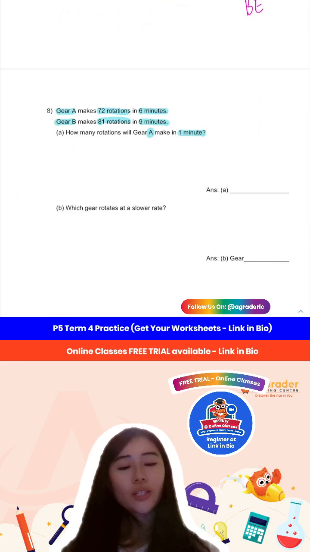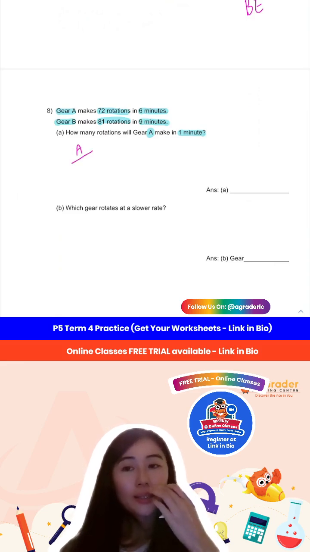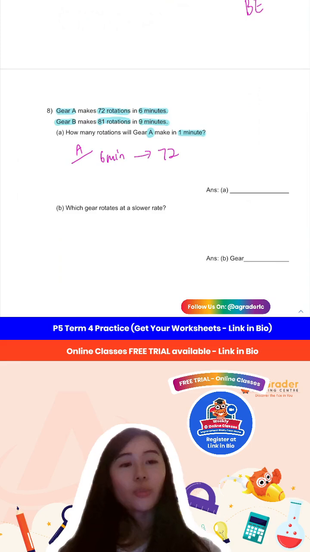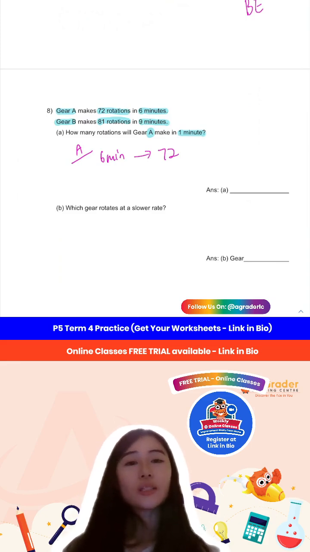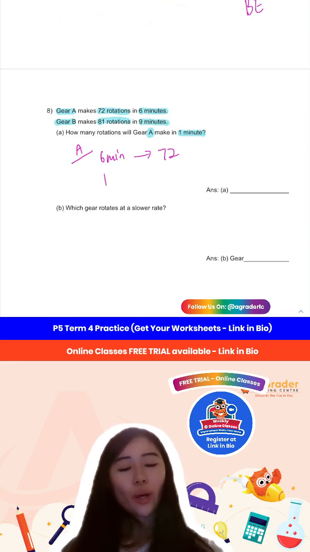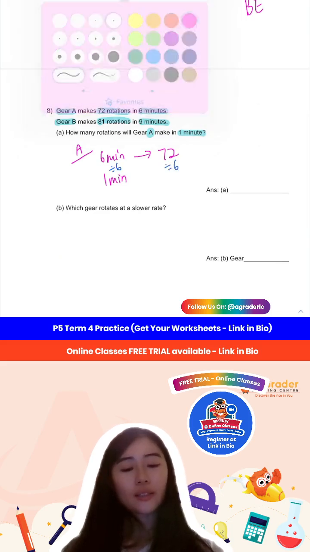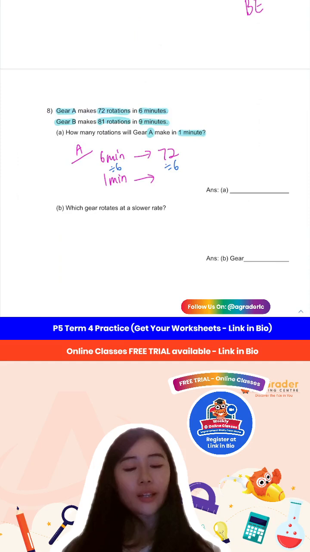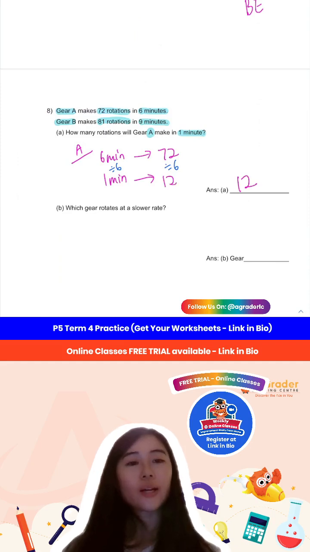So let's go through this. We only need to look at gear A. For gear A, it says that in 6 minutes, it'll be 72 rotations. So if you want to find 1 minute, all you need to do is divide by 6, isn't it? So for both sides, you divide by 6. 72 divided by 6 is exactly 12. So 12 is the answer for part A.